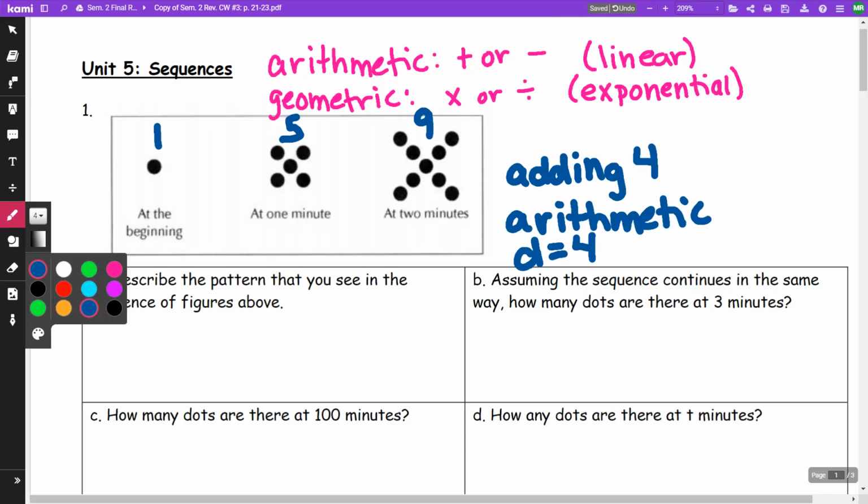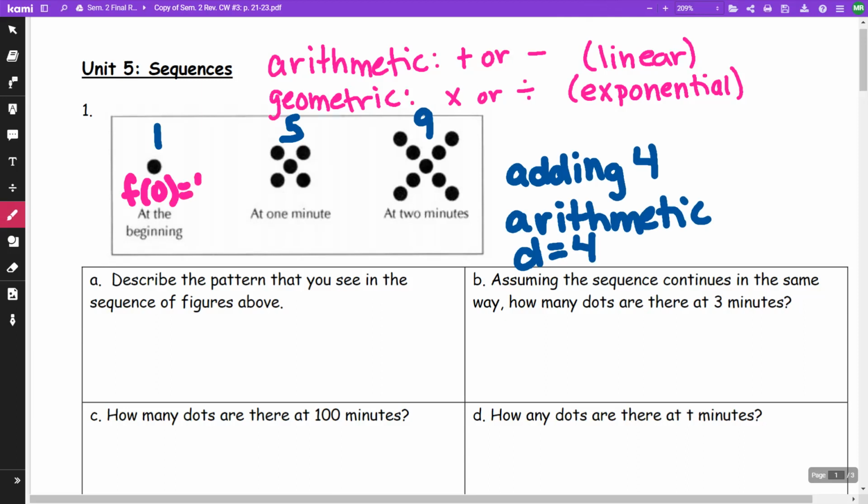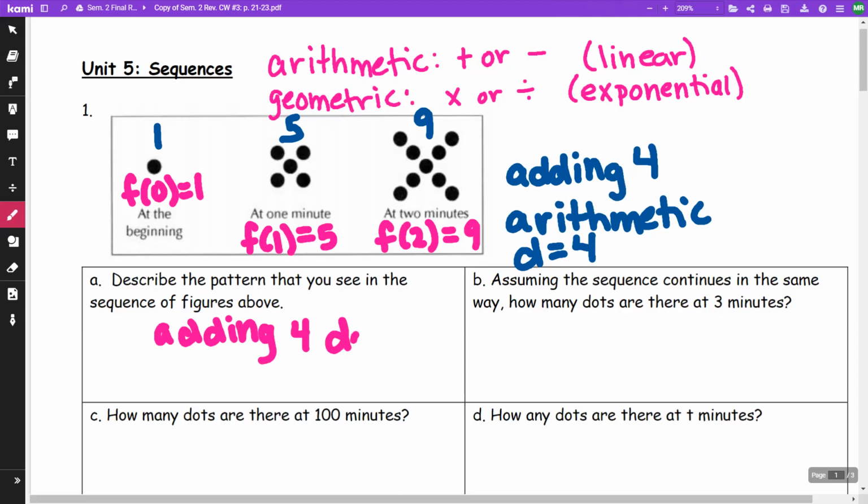And what we do want to pay attention to is whether this first number here is our first term or our 0 term. So when it says at the beginning, this is our 0. So this is really saying f of 0 is 1. Here, this is when it's 1 minute. That's saying f of 1 is 5. So my first term is 5. My 0 term is 1. My second term is 9. So describe the pattern that you see in the sequence of figures above. So we are adding 4 each time. 4 dots each time.